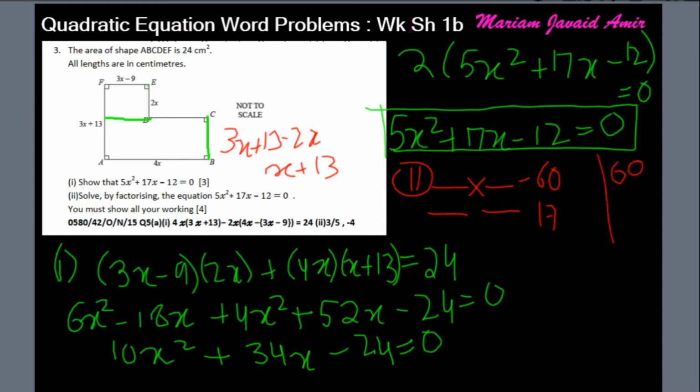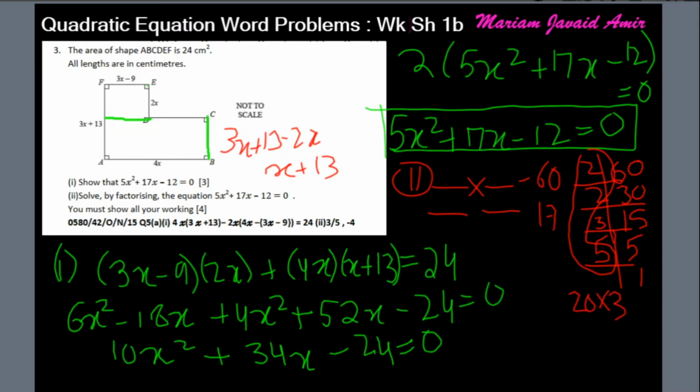I'll have to factorize 60. So 2, 30, 2, 15, 3, 5, 5, 1. Now how can I use these factors so that I get 17 when I add those two numbers? So yes, if I use 20 times 3, yes, that should work. So I'll use 20 and minus 3, which will give me minus 60, and 20 minus 3 will give me 17. So these are the two factors. So let's use that.